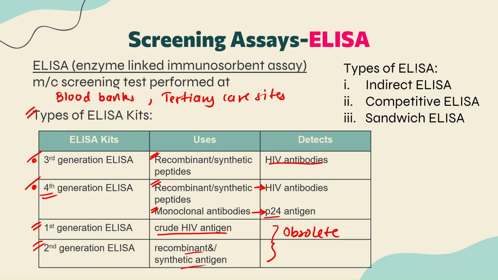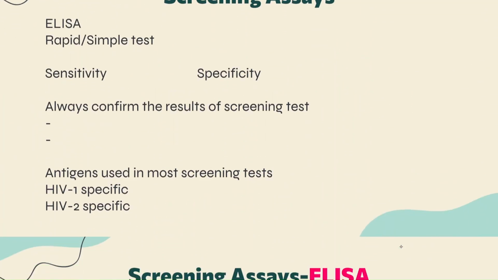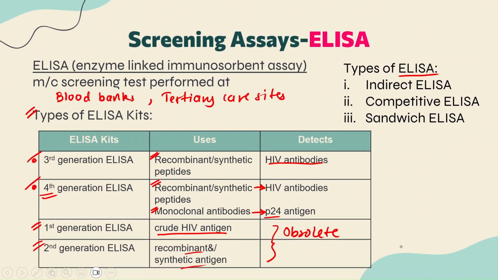Now, when I say ELISA, guys, there are different mechanisms or principles on which ELISA works, and the names are mentioned over here. That is indirect ELISA, competitive ELISA, and sandwich ELISA. So these are the different types. This is the information with respect to ELISA.